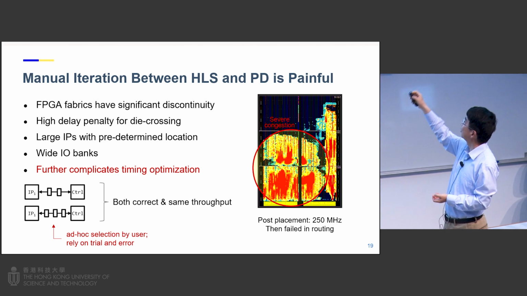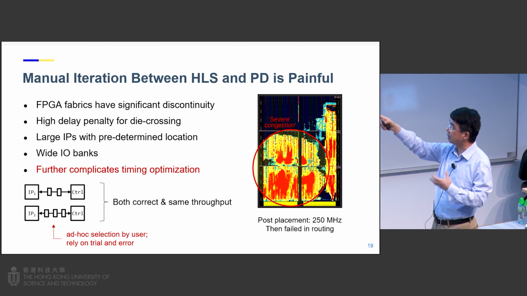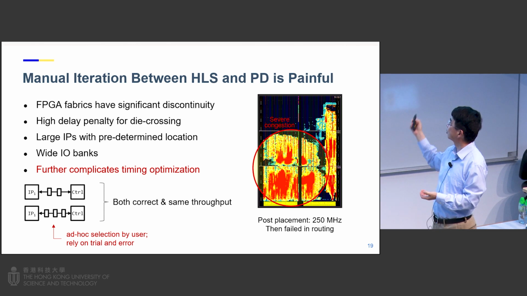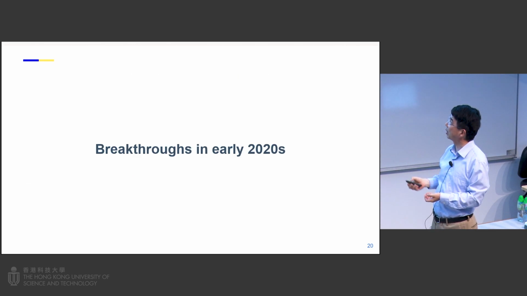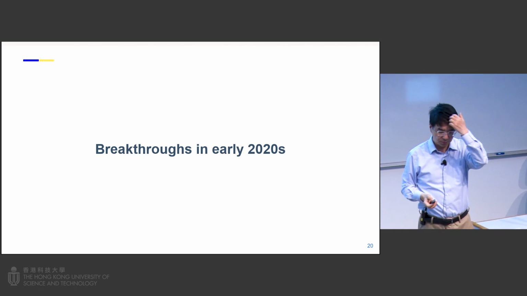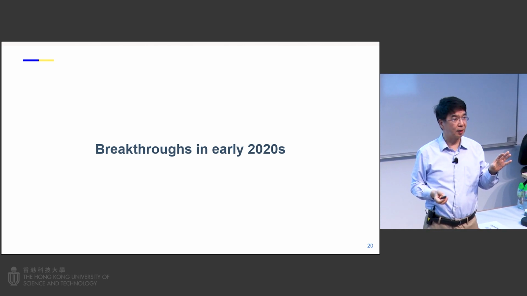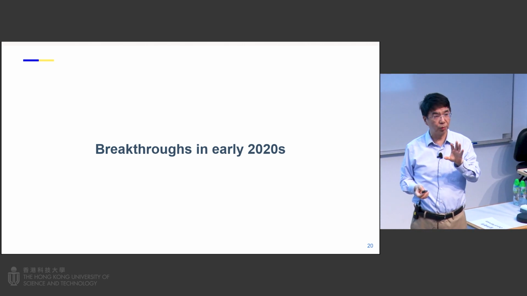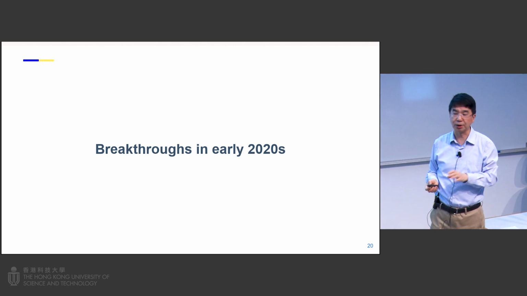And then you can manually iterate. You can insert some pipeline registers and so on and so forth. But this is a very painful optimization problem. So high-level synthesis definitely works, but when you do really large designs, it's a challenge to scale.